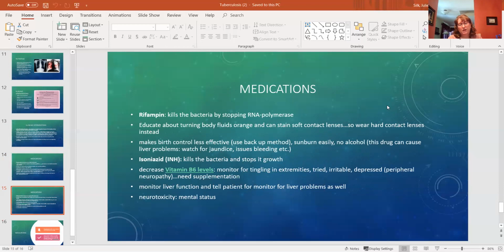Isoniazid is the 4th one. This kills the bacteria and stops its growth. Again, this one can decrease vitamin B6 levels. You can have numbness and tingling in your extremities. You can have problems with your liver function, and it can also cause neurotoxicity, so it could cause a change in mental status. Pretty significant things can happen to you while you're on this, so you have to be really careful.